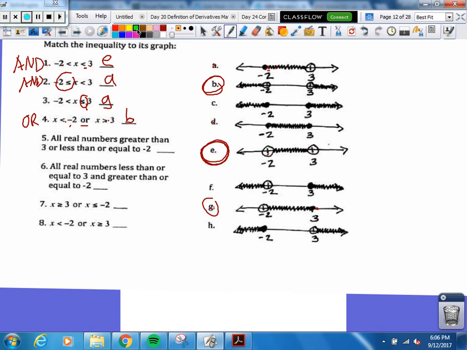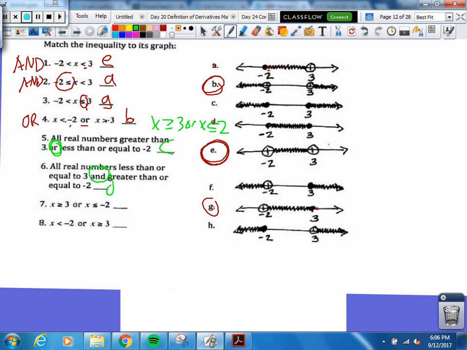All real numbers greater than 3 or less than or equal to negative 2. So this is all numbers that are greater than or equal to 3, or less than or equal to negative 2, sorry. That's going to be C right there. All real numbers less than or equal to negative 2 and greater than or equal to 2, that one is going to be D.